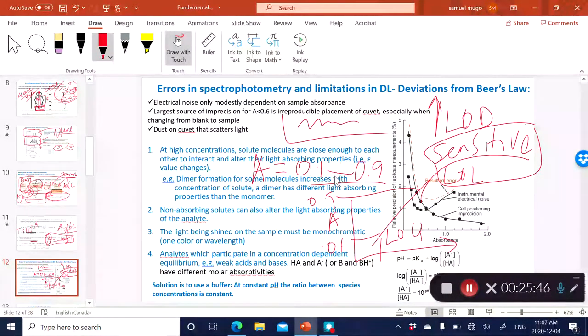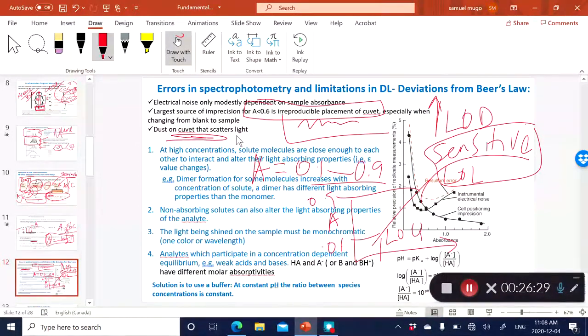Other things that affect the spectrometer would be the cuvette, the way you position the cuvette. If you don't position the cuvette the same way each time, then you get a lot of irreproducibility. That's why when you did it in the lab, the imprecision, the standard deviation, was reasonably high, because each time you put the cuvette in, chances are you're going to put it in a slightly different position. Any dust present on your cuvette equally scatters light, and of course that affects your limit of detection as well.